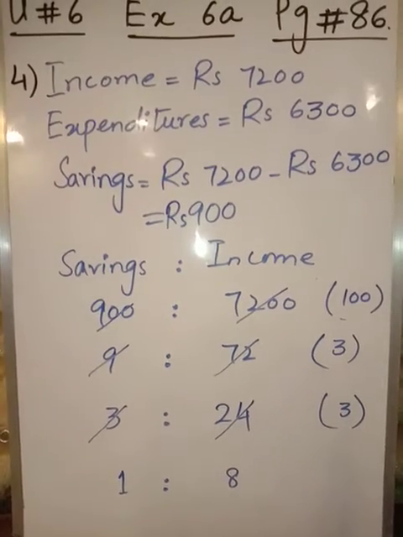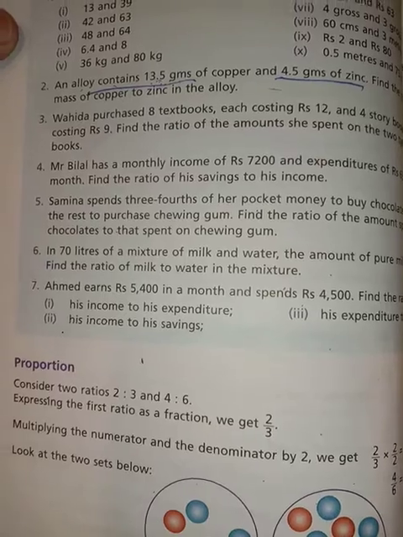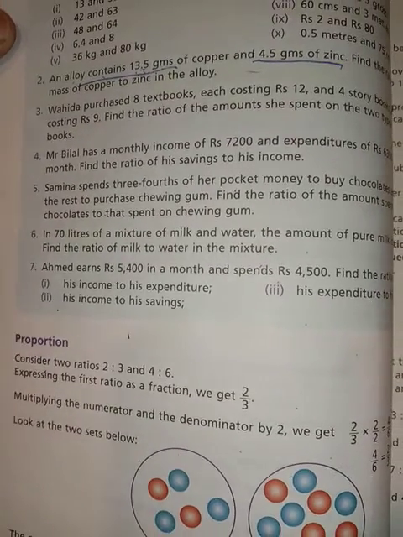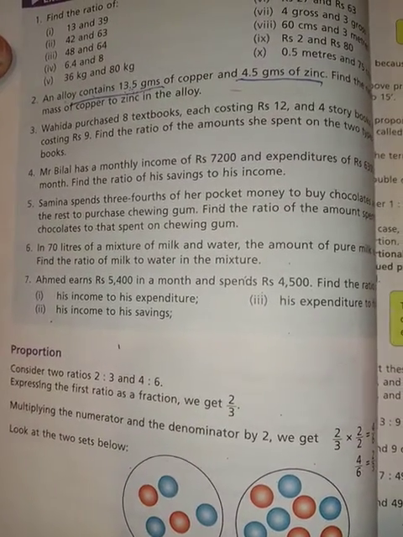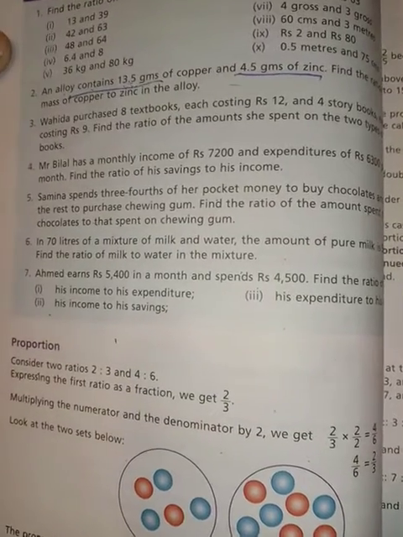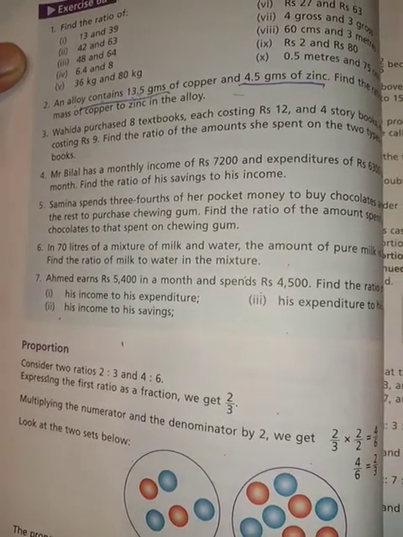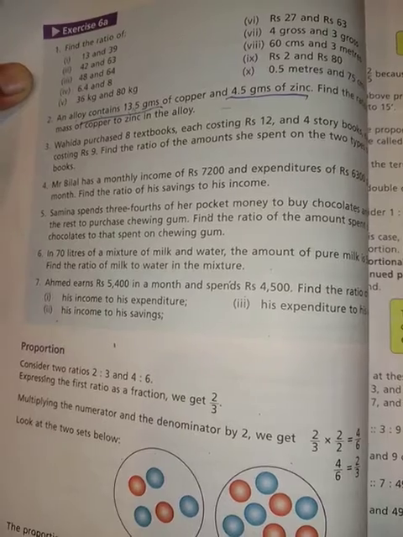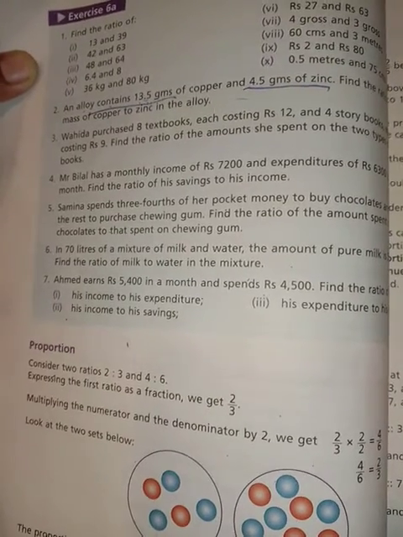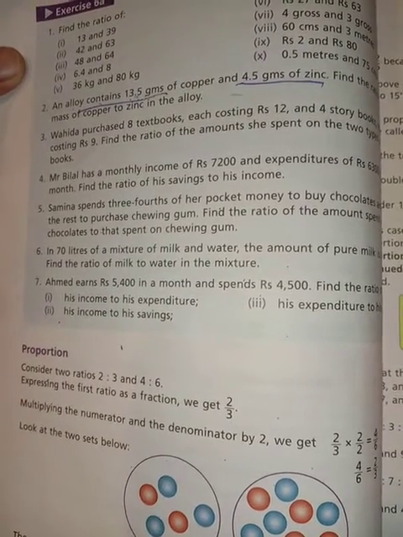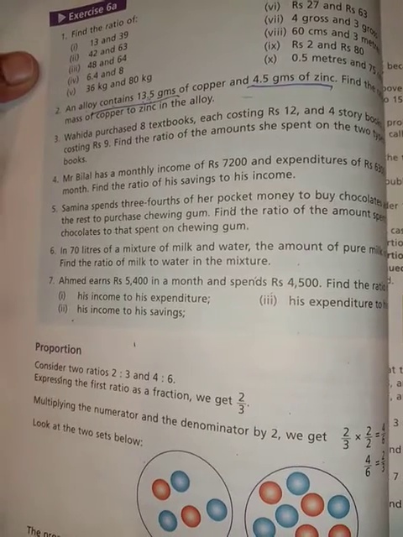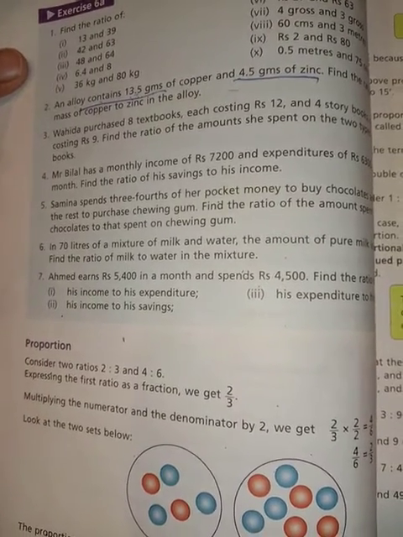Hope you understand it. Now in question number 5 we have: Samina spends 3/4 of her pocket money to buy chocolates and the rest to purchase chewing gum. Find the ratio of the amount spent on chocolates to that spent on chewing gum. It is very simple. Let's have a look. How can you change it into ratios?